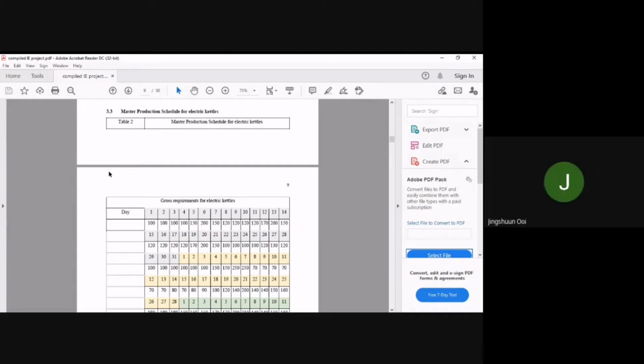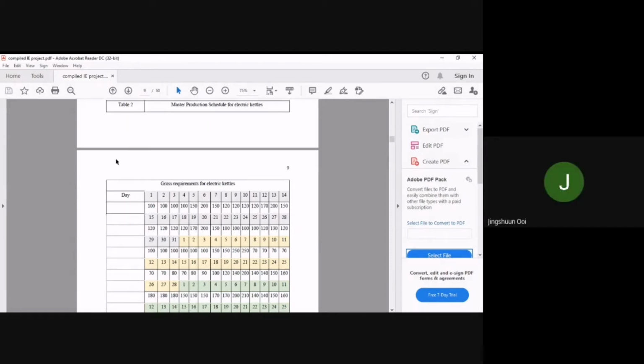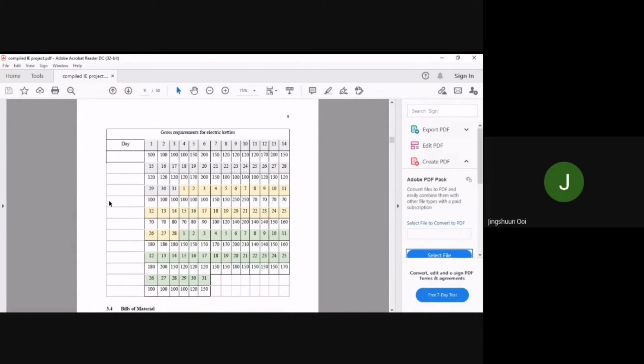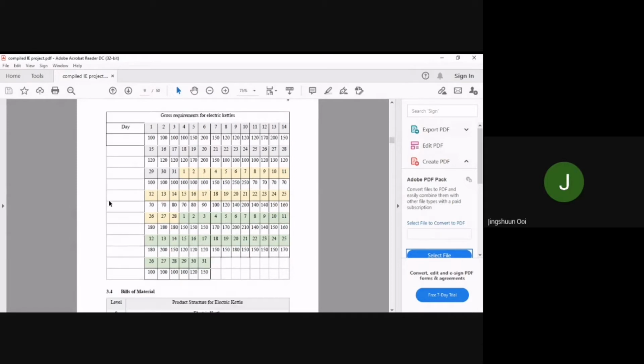Next, this is the master production schedule for the electric kettle. As you can see, this is the schedule for 3 months. For each month, we have highlighted using different colors, and the sales are expected to be different for each day. For example, on day 6 and 7, because it is the weekend, the sales are higher. This applies to the whole period.